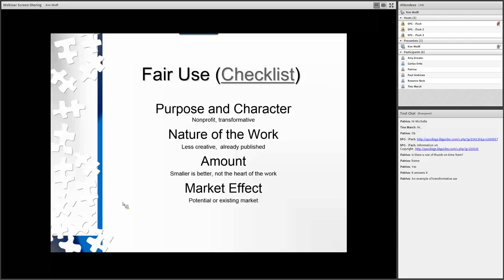That's where we normally see the transformative use, where the meaning from the original work is part of what's being communicated through the transformed work. But the purpose and character of it would be more transformative, so it would be more lending itself towards fair use. And not other. I see there is a question. An example of transformative use.